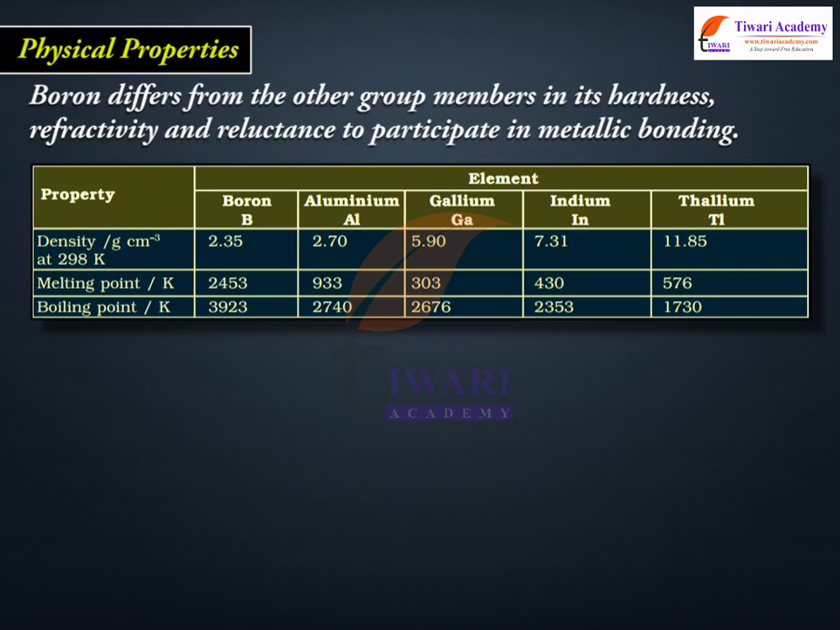Boron does not react with acids and alkalis even at moderate temperature. Thallium seems not to react with air-free water. Thallium metal tarnishes slowly in moist air or dissolves in water to give poisonous thallium I hydroxide. 2Tl plus 2H2O liquid give 2TlOH aqueous plus H2 gas.